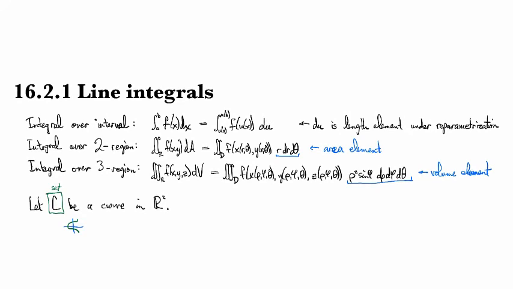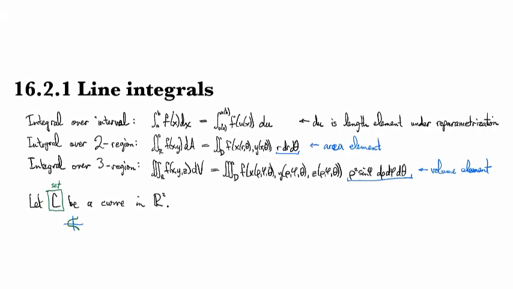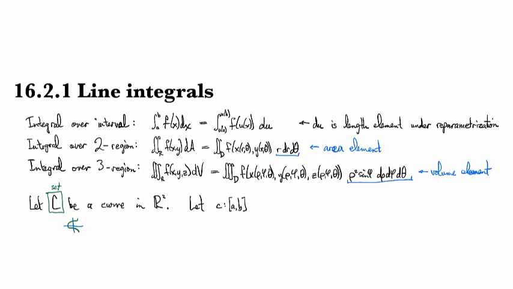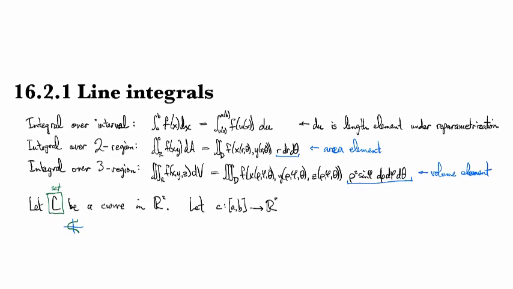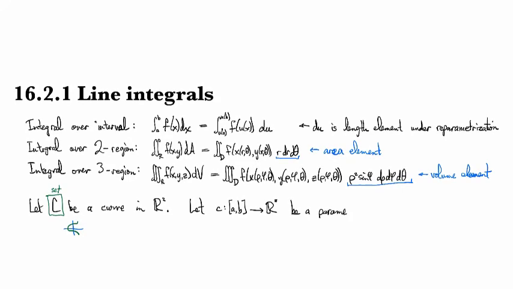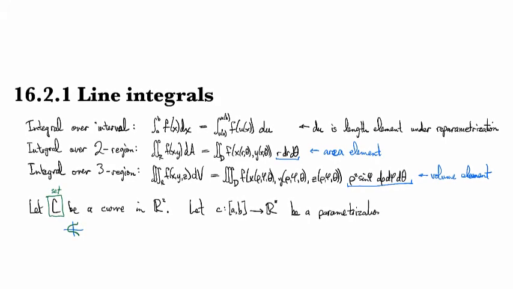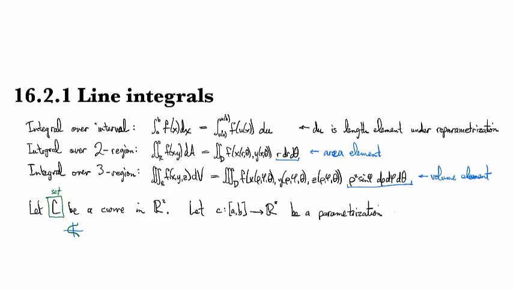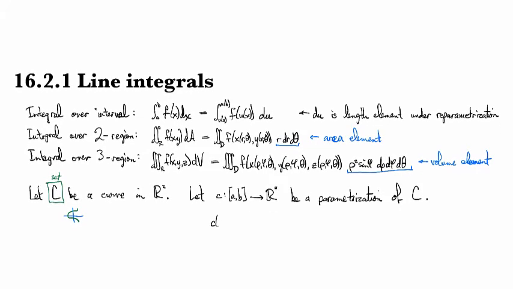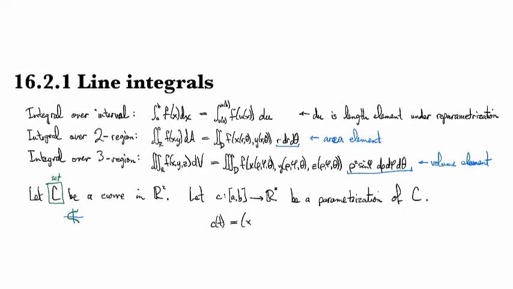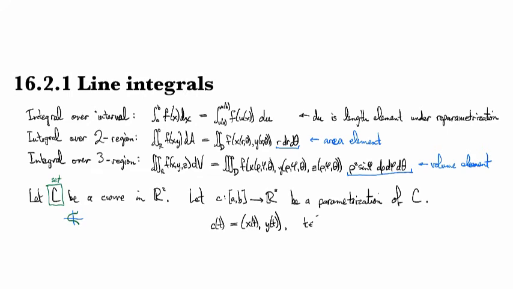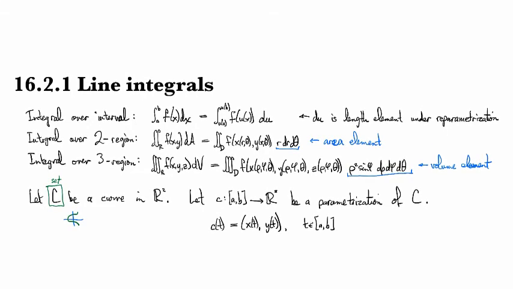As opposed to, we can also think of a curve as a parametrized path. So let little c be a mapping from an interval [a, b] into R2. And so this is going to be a parametrization of this curve, C. So that means we have c of t, which has a first coordinate function and a second coordinate function. And t is going to live in this parameter interval, right?